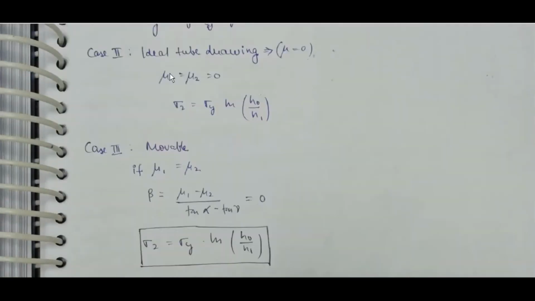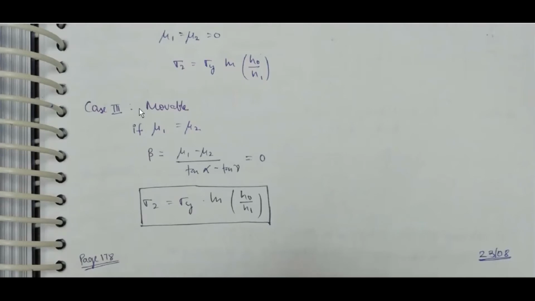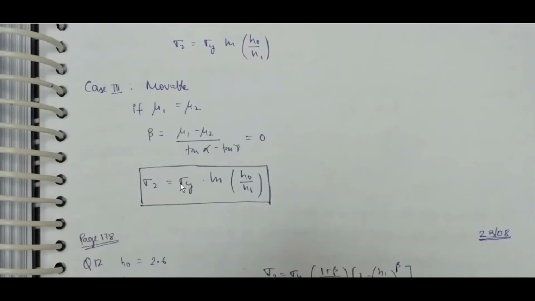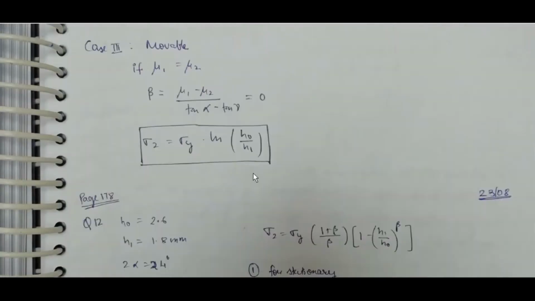Case 2, ideal drawing: mu1 is equal to mu2 is equal to 0, sigma 2 is equal to sigma y ln (h0 by h1). Case 3, movable: if mu1 is equal to mu2, beta is equal to (mu1 minus mu2) by (tan alpha minus tan gamma) is equal to 0, sigma 2 is equal to sigma y ln (h0 by h1).